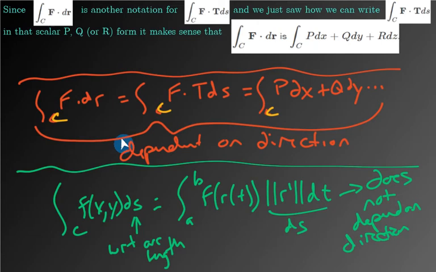This is a little bit different. This is still considered a line integral, but you're more looking at the connection between a vector field and the little tangent vectors, basically, on the curve.